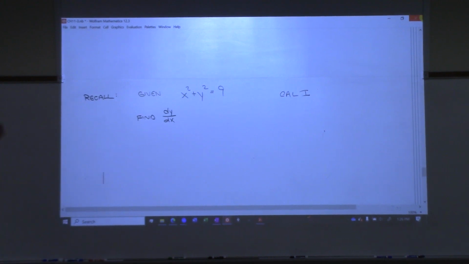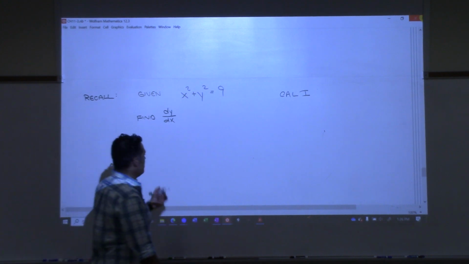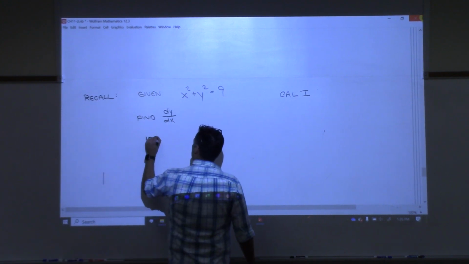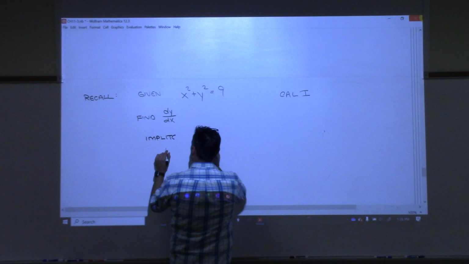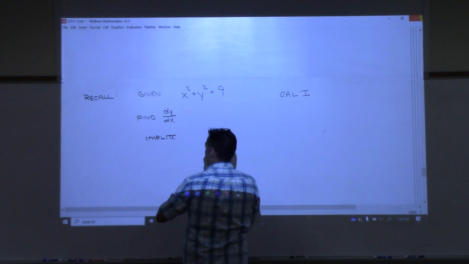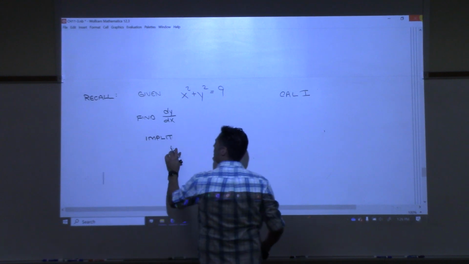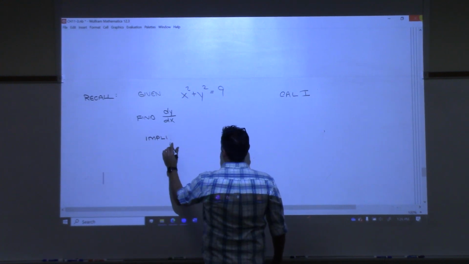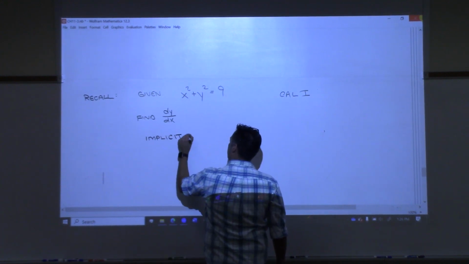Now you could go try and solve this for y, like move the x squared to the other side and take the square root. The problem with that is if you take the square root, you're going to get a plus or minus, then you have to look at two different scenarios. So in Cal 1, we learned to use implicit differentiation. Oh my gosh, this day is just turning into implicit differentiation.